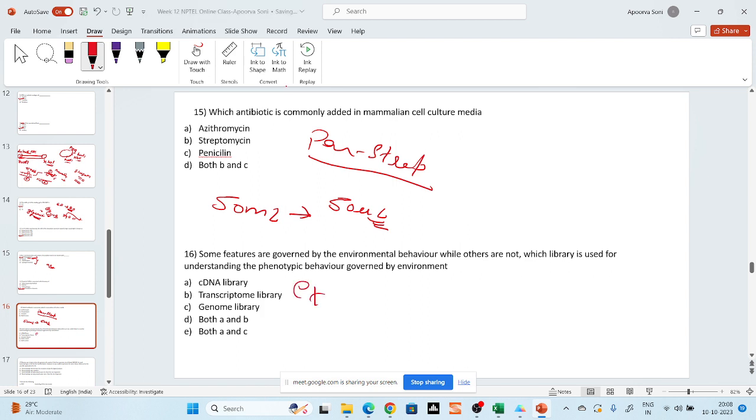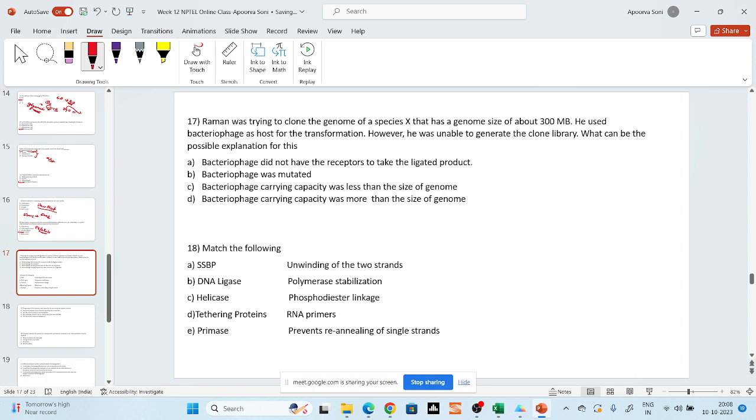Whenever we say that something is getting expressed, we always talk about transcriptome or cDNA library, because a genomic library has nothing to do with the expression. Expression has to be dealt with by the transcriptome or cDNA library. So the answer is A and B. D, yeah, both A and B. D. Okay, next question. And after these two questions, we'll again switch to some more revision.